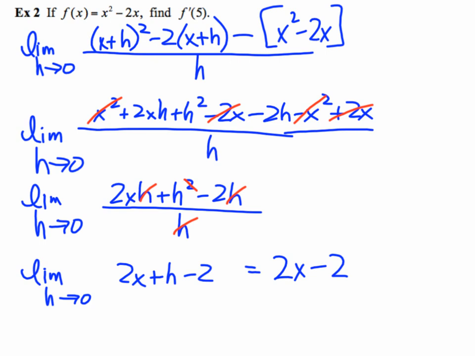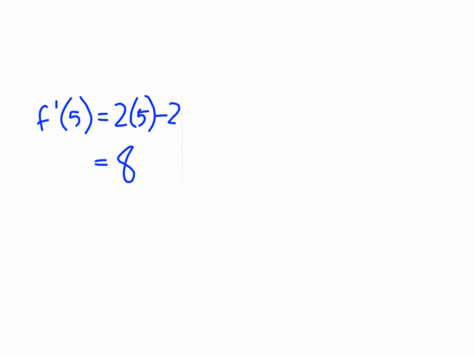Now I need to substitute 5 into this expression because this is the slope. Remember, the derivative is the slope of the tangent line. So I plug in 5. 2 times 5 minus 2, your answer is 8.